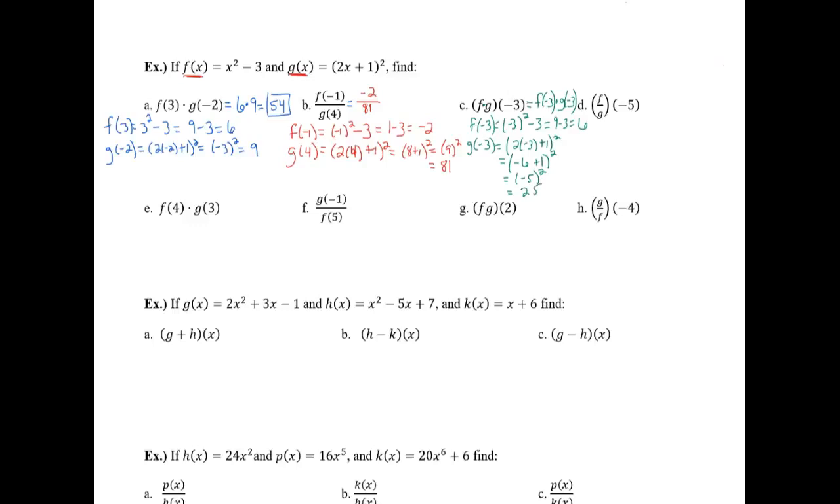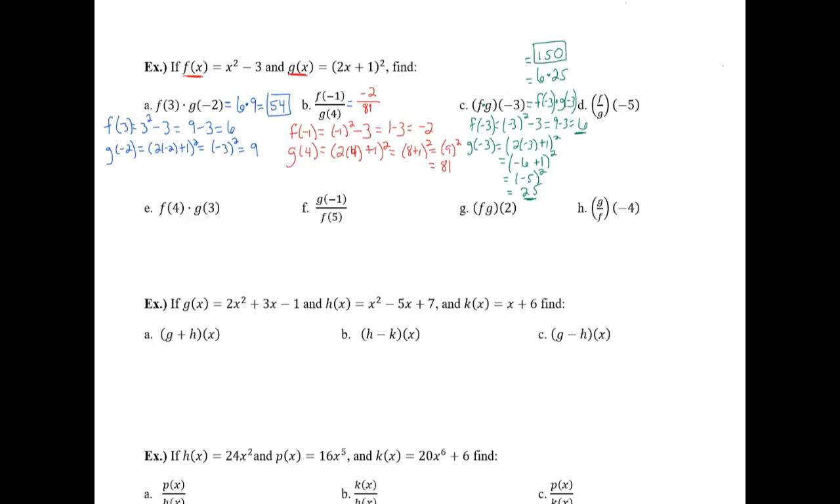And now we need to do that operation. So f times g, we got 6 for f, 25 for g. So overall we'll do 6 times 25. I like to think of that as quarters, right? So how many quarters, or how much do I have if I had 6 quarters? I'd have $1.50. Or 150.